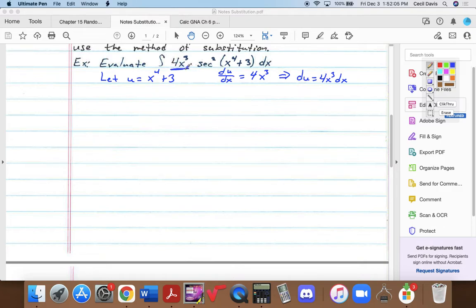Notice that this part, both the 4x cubed and the dx, is equal to du. So what I'm going to do is write a simpler looking integral. I'm going to have the secant squared of, I'm going to replace the x to the fourth plus 3 with u, times everything else that's left, which was just du. So now we just take the antiderivative of secant squared with respect to u, that'll be tangent of u, plus a constant.